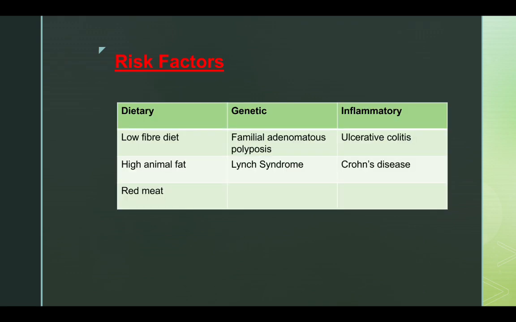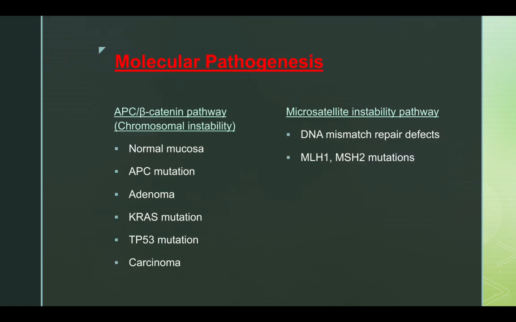Risk factors of adenocarcinoma of colon are dietary risk factors such as low fiber diet, high animal fat, and red meat. Genetic risk factors are familial adenomatous polyposis and Lynch syndrome. Inflammatory risk factors are ulcerative colitis and Crohn's disease, also termed as inflammatory bowel disease. The molecular pathogenesis.